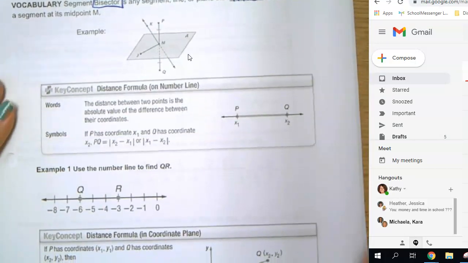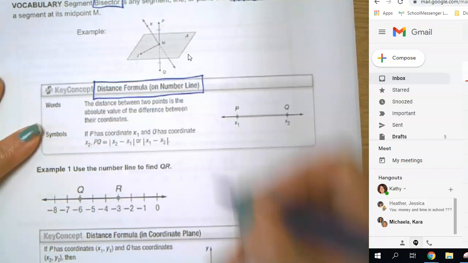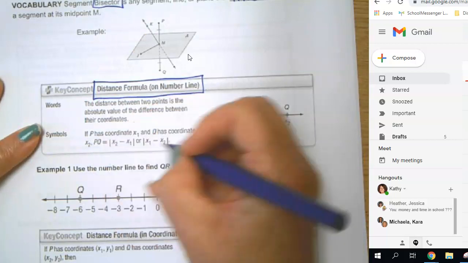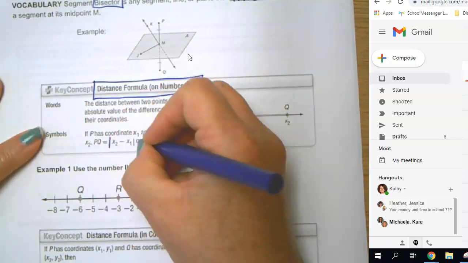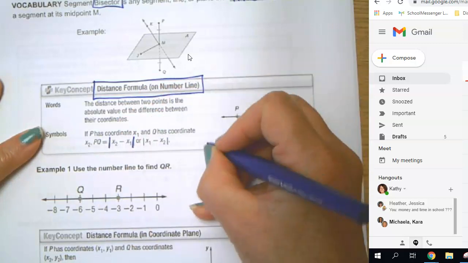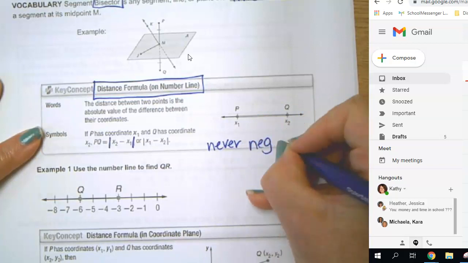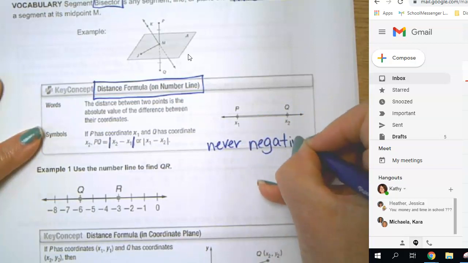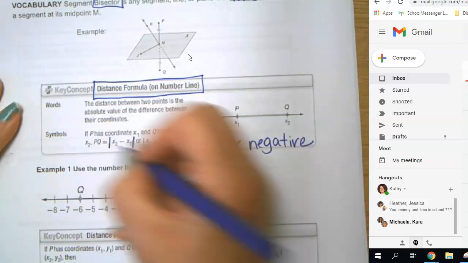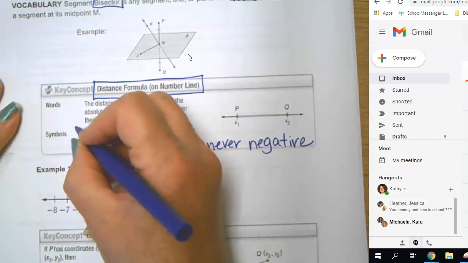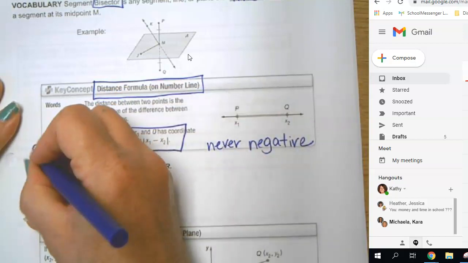So here are some formulas you need to know. One of them is called the distance formula on a number line. So it's absolute value, and that's what these bars are. Distance from 0. It is never negative. Absolute distance, never negative. So usually here are the two different formulas that you could use.